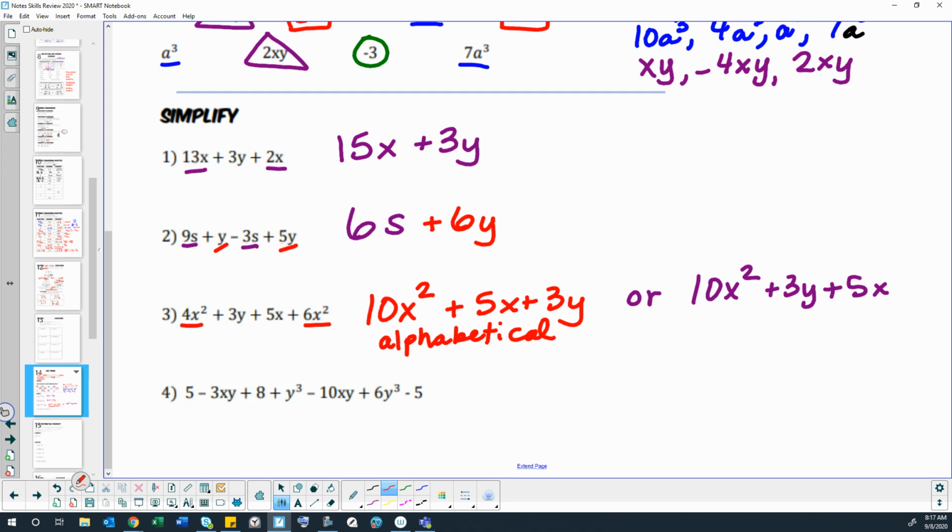The numbers, the xy's, the y cubes. Start with the one with the exponent, the y cubed. Cool, sounds good. So y cubed and 6y cubed. Did I miss any of the like terms for those? I think I got them all. So y cubed plus 6y cubed gives me what? 7y cubed.